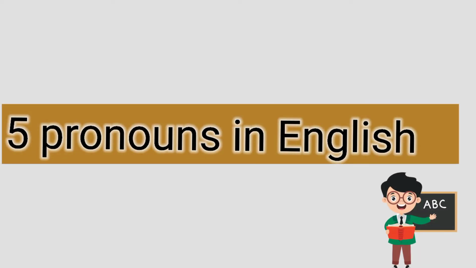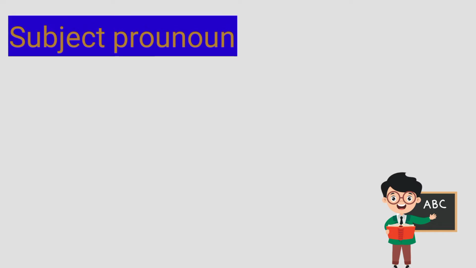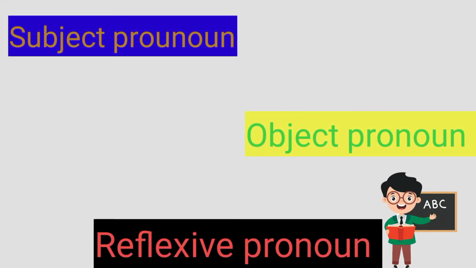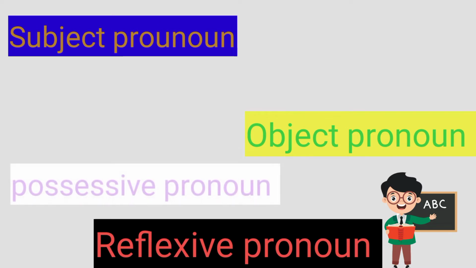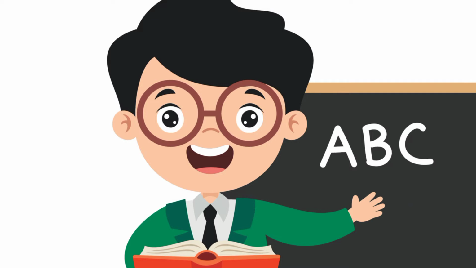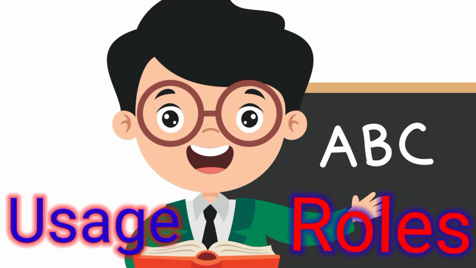5 pronouns in English for beginners. Subject pronoun, object pronoun, reflexive pronoun, possessive pronoun, and possessive adjectives. I'm going to teach you how to use them with the words in the English language.